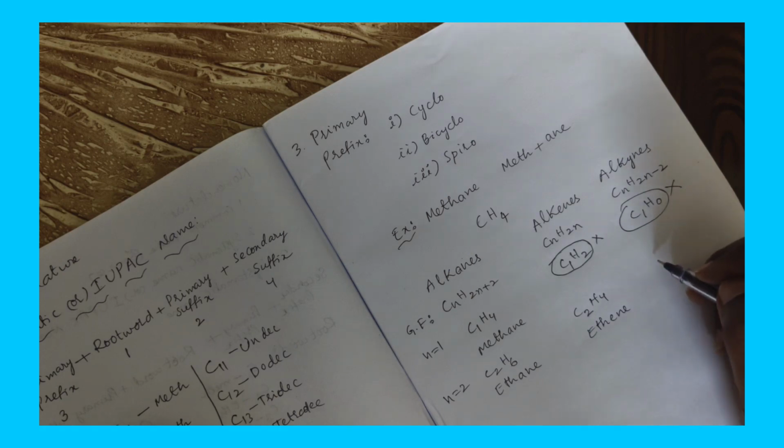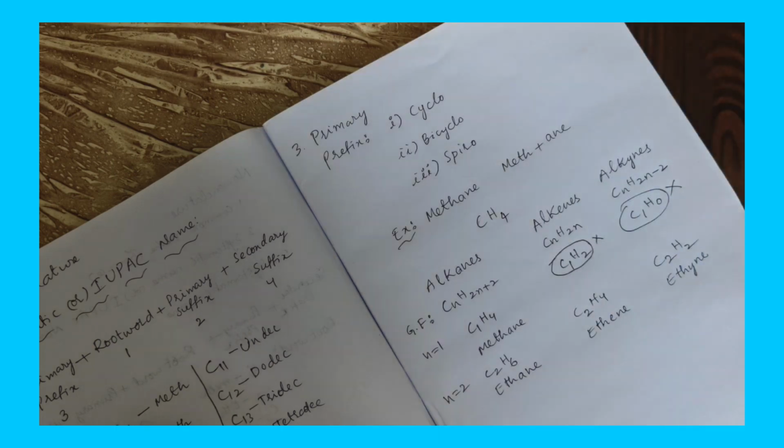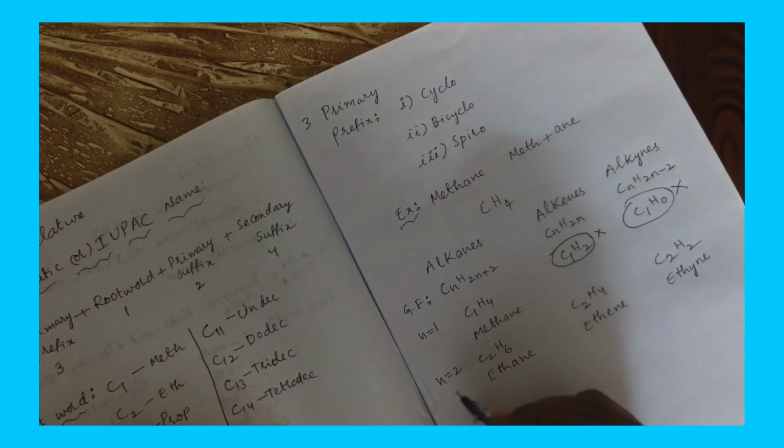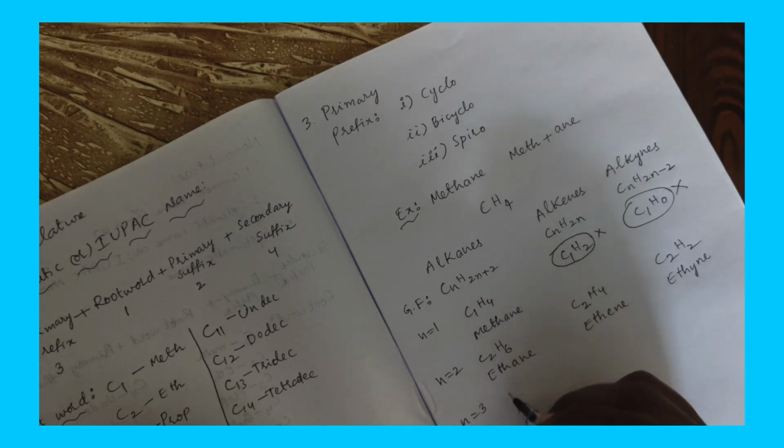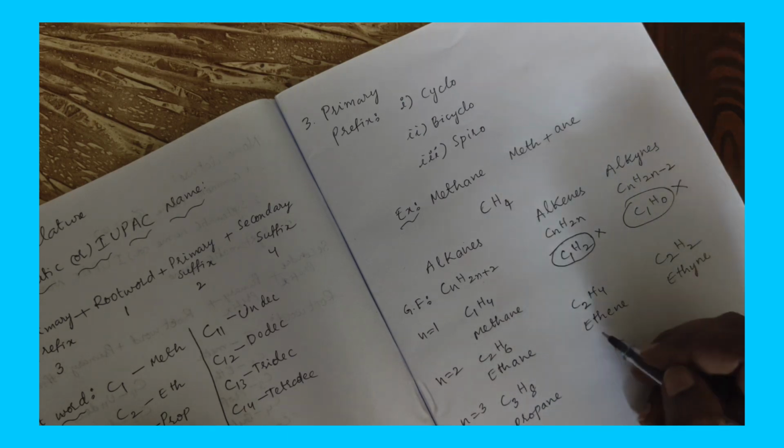In the same way, alkynes: C2H2, 2 into 2 is 4, 4 minus 2 is 2. C2H2 is called ethyne. Right. In the same way, for example, n equals 3. What does it become? C3H8. 2 into 3 is 6, 6 plus 2 is 8. It is called propane.